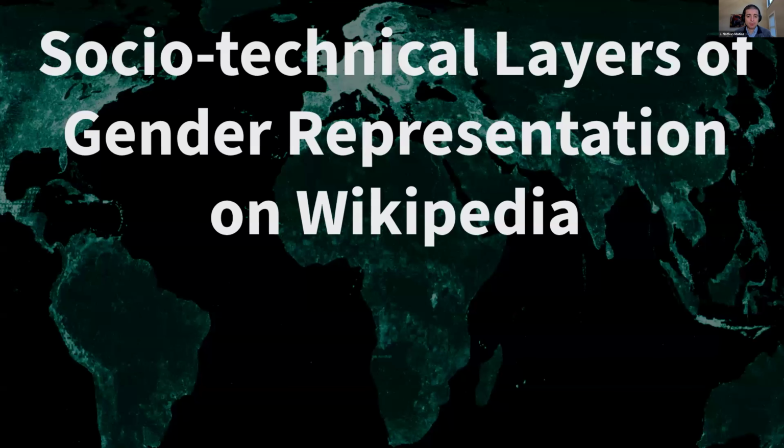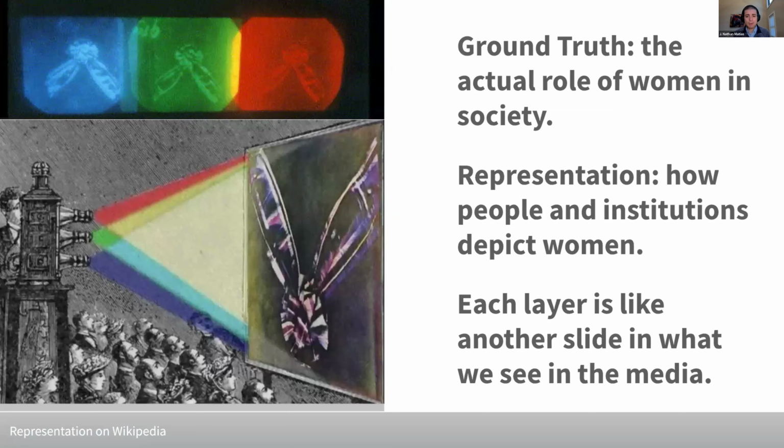Now, when trying to study representation, researchers have uncovered many layers that contribute to the gender disparities on Wikipedia, both social and technical, what we call socio-technical issues. By showing how these layers affect gender, I hope to help you think critically about other topics too. I think about these socio-technical layers like I think about the layers of a slide projector or any visual image projection. This is an illustration of the very first color photograph, or at least the first attempt at one, developed by the scientist James Clerk Maxwell and demonstrated at the Royal Society in the 19th century.